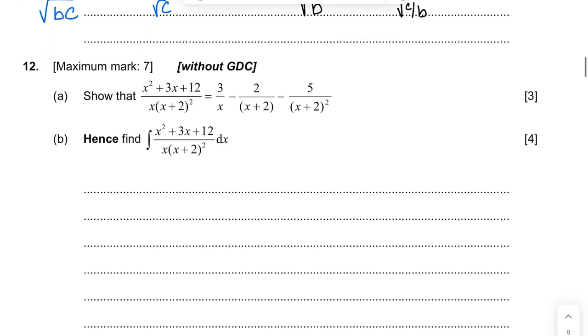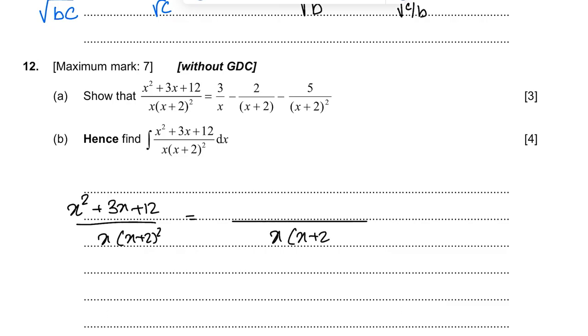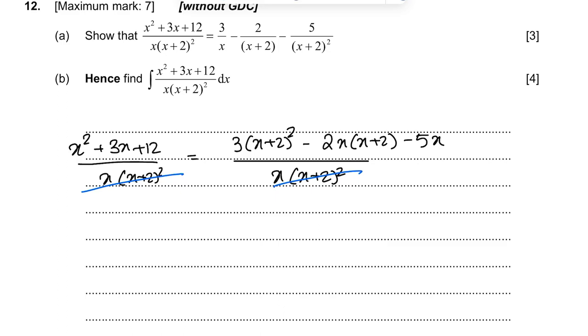Next question, question number 12. Show that both are equal. So what am I going to do? My left hand side is x square plus 3x plus 12 divided by x times (x plus 2) whole square. And the denominator also on the right hand side is x times (x plus 2) whole square, equal to 3 times (x plus 2) whole square minus 2 times (x plus 2) minus 5 times x. Then x times (x plus 2) whole square cancels. They are equal. Now I have to simplify this one.